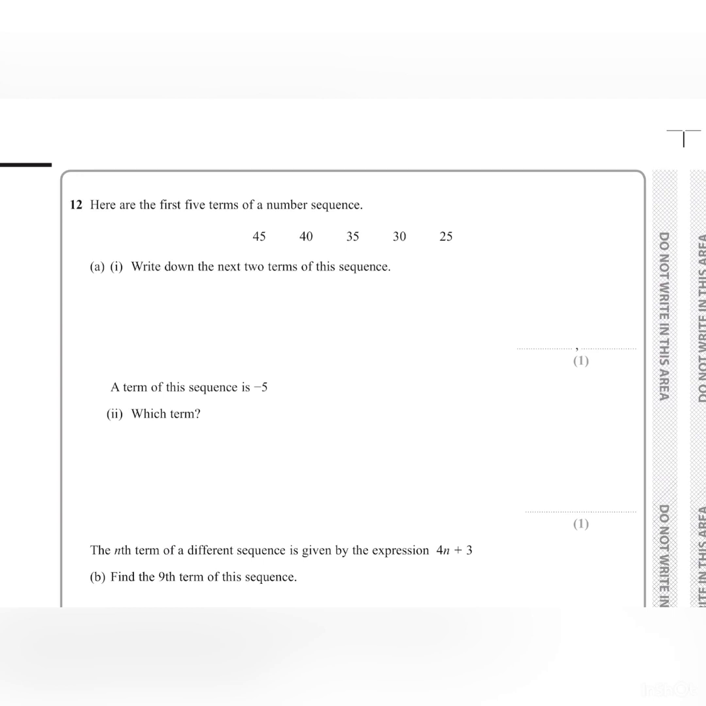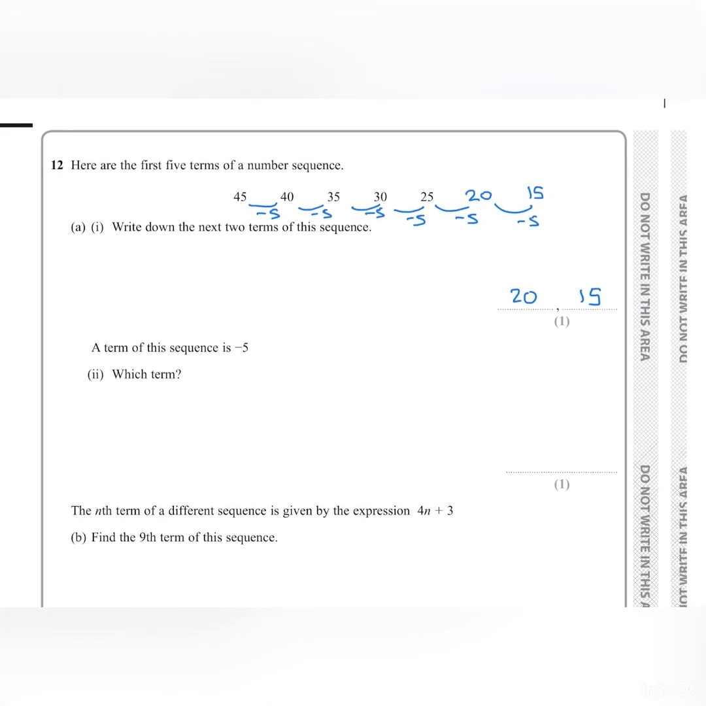Okay, question number 12, it says, here are the first 5 terms of a sequence. Write down the next 2 terms of the sequence. Now, if you look here, the difference between each term is -5 each time. So if you carry on with this, it's going to be -5. So that would be 20, and -5, that would be 15. So 20 and 15.